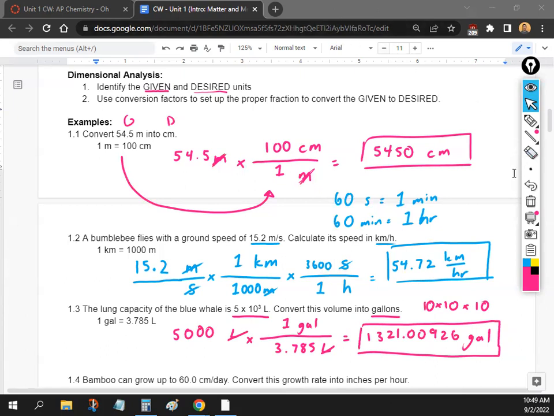All right, I promised to answer 1.4, so you can write this down for your reference. You can check your work, you should get a value of 0.984 inches per hour. So if you want to write that down for future reference, maybe do this as a practice problem. 1.4, you should get 0.984 inches per hour.